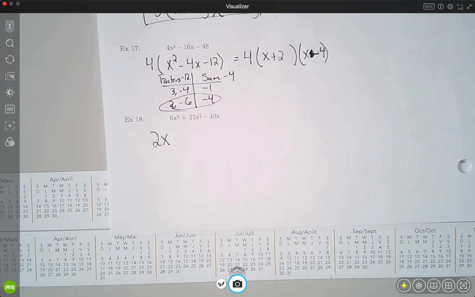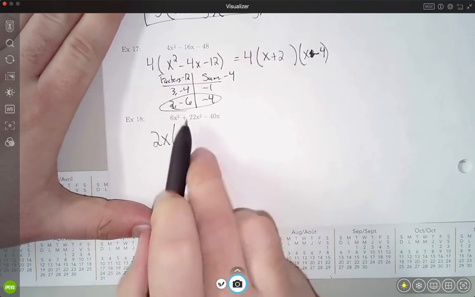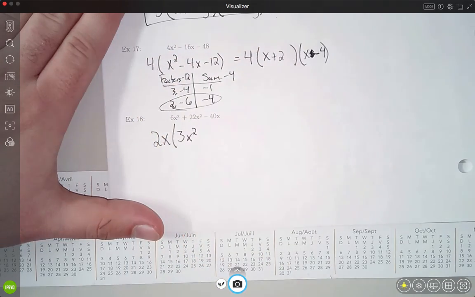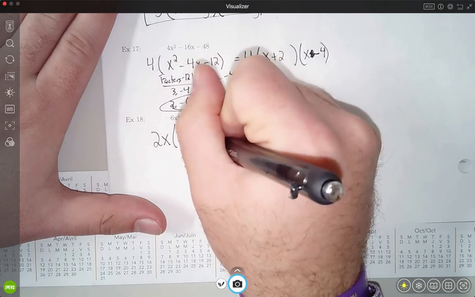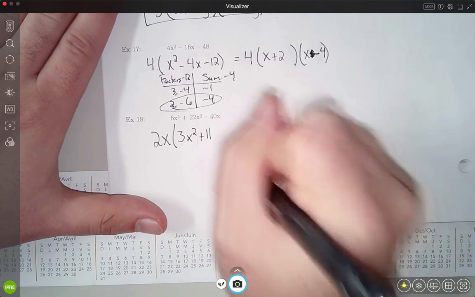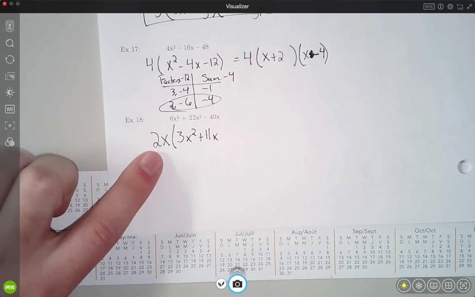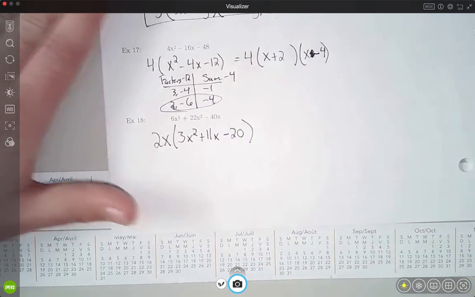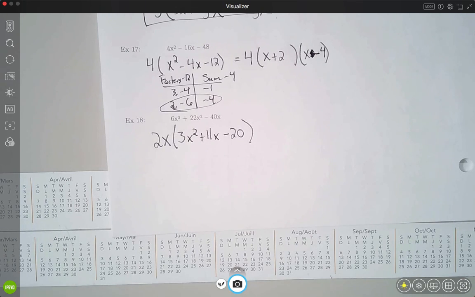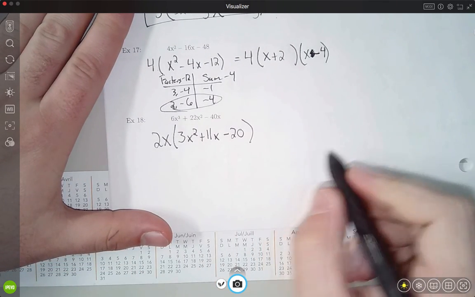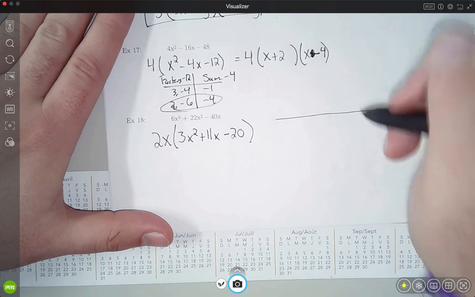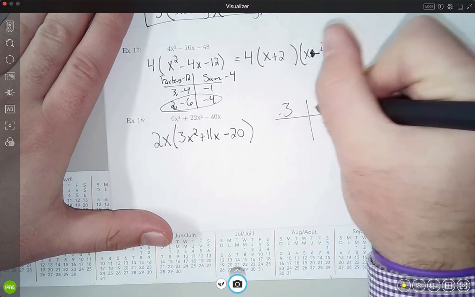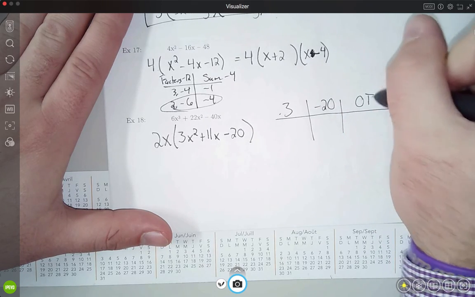When I do that, 6x to the third, if I pull out a 2x, leaves me with a 3 and an x squared. 22 is going to become an 11. Pulled out one of the x's, so there's still one x left. And if I pull the 2 out of the 40, it gives me negative 20. X is not there either. Okay. Next step, I need to go ahead and make my table here for my outside-inside sum. So I'm looking for things that multiply to give me 3 and negative 20 with an outside-inside sum of 11.